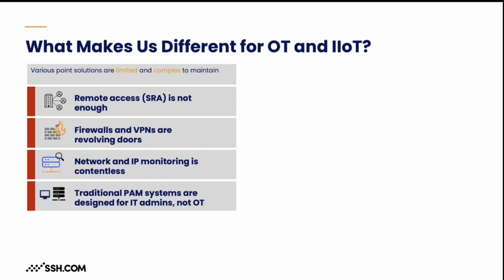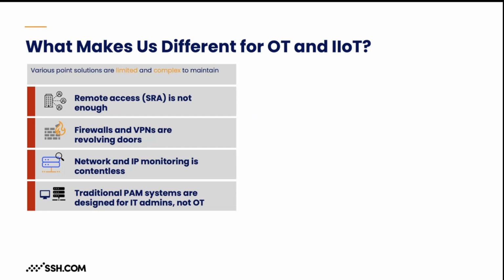What then makes us unique and different for OT and IIoT? It is well known that various point solutions exist for remote OT access. However, most are limited and complex to maintain. For one, remote access solutions are widely used, but not enough by themselves. Likewise, firewalls and VPNs, while useful, fail to provide enough granularity into the identities and privileges of individual users.